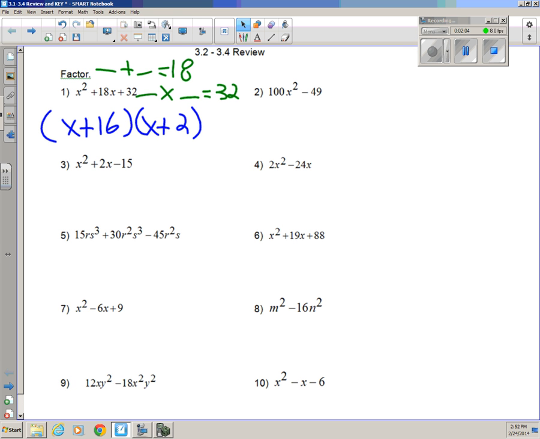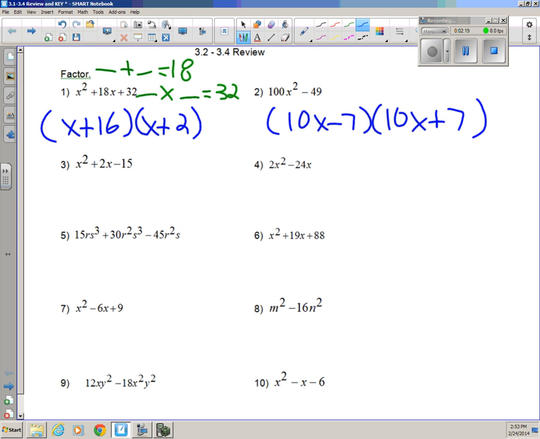Number 2, GCF? No. 2 terms, it's dots. So I'm looking for perfect squares. Well, 100x squared becomes 10x, and 10x. 49 negative becomes minus 7 and plus 7. Look at the next one.